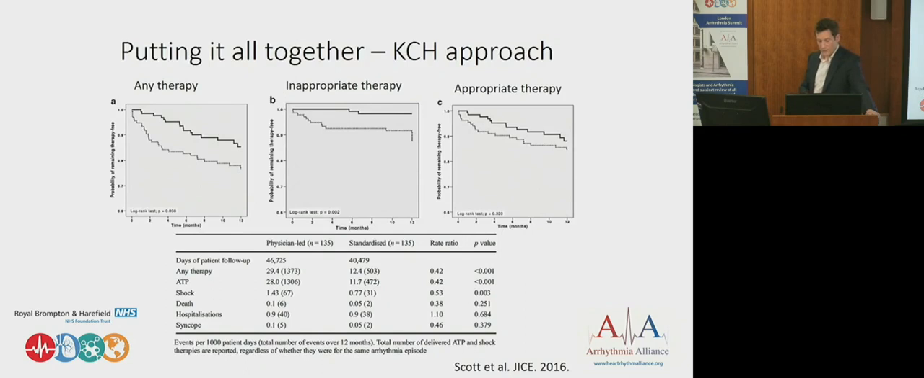We put this together in 2013, our programming protocol at King's, based largely on my experience as a fellow in Canada, using detection times of 30 out of 40 or equivalent, and a lower zone of 200 beats a minute for prophylactic devices and in VF. We found that by instituting the protocol, we reduced inappropriate therapy by 86% compared to before and after, with a reduction in any therapy. So it was very effective, and we didn't see any increase in syncope in the patients we looked at.